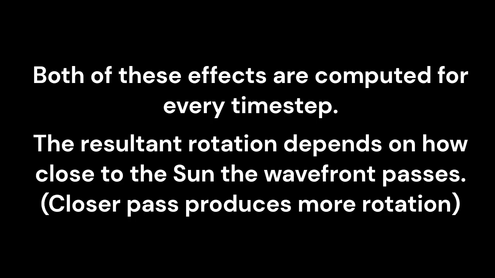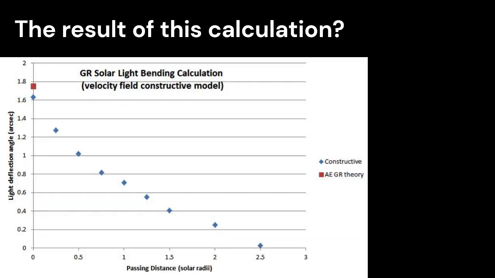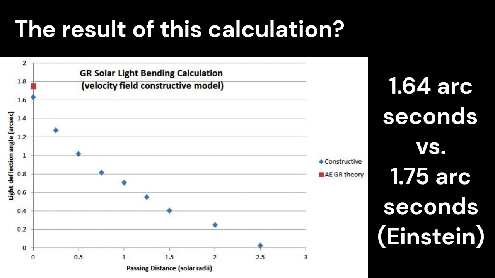Both of these effects are computed for every time step. The resultant rotation depends on how close to the sun the wavefront passes it. The closer pass obviously will produce more rotation. How did this calculation turn out? Pretty darn good. I got 1.64 arc seconds passing close by the sun versus Einstein's prediction of 1.75 arc seconds. That's not bad. It's a little over 6% difference.